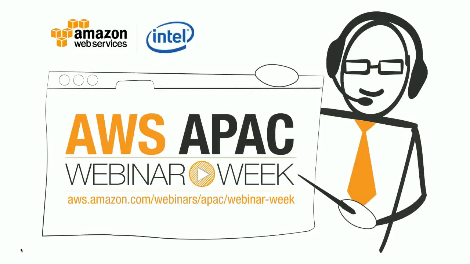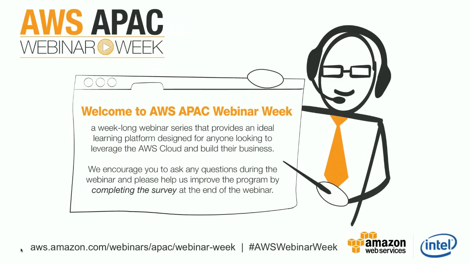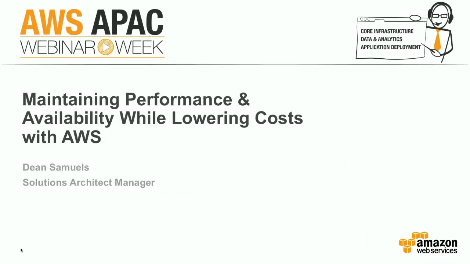Everybody to, as Chris mentioned, the sixth session in the APAC webinar series. As Chris mentioned, the session we'll be going through today is going to be really focusing on how we can lower our costs without sacrificing performance and availability of our existing AWS deployments.